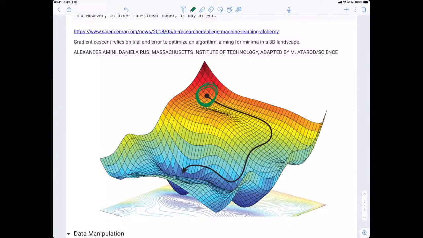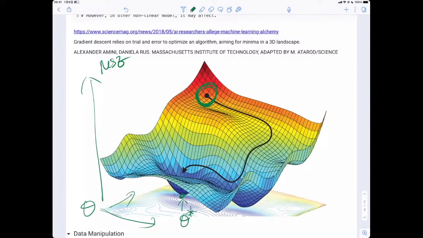Because we have multiple variables, the MSE surface is not that smooth. That is MSE, right? Here we have theta, and that point is theta star. At that point, theta star is the best parameter for that model.